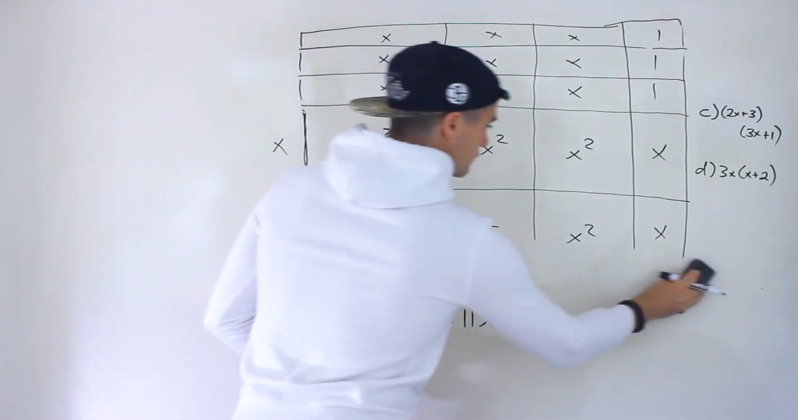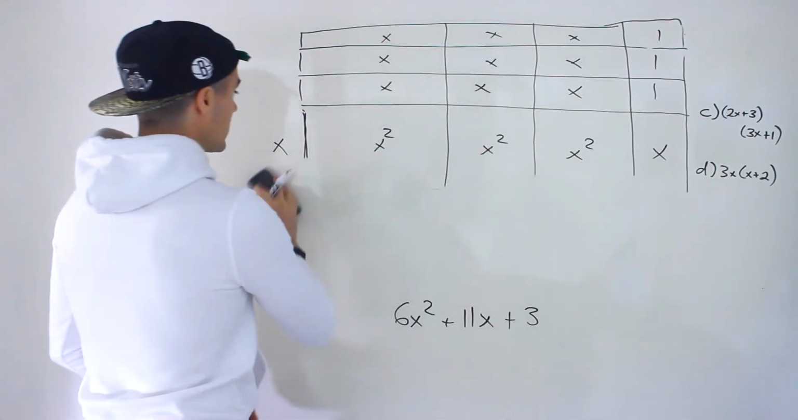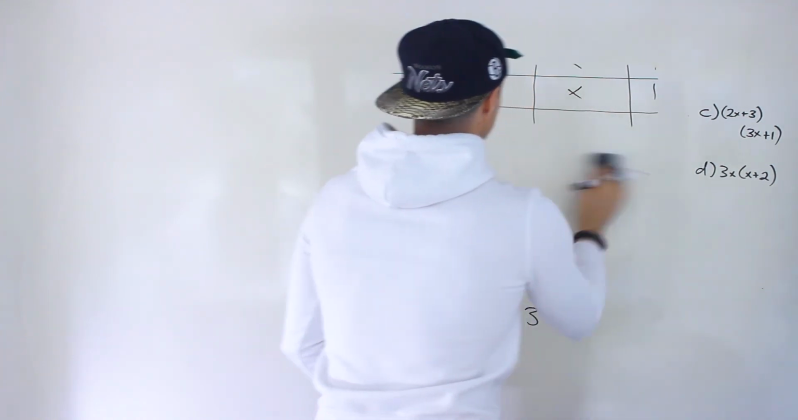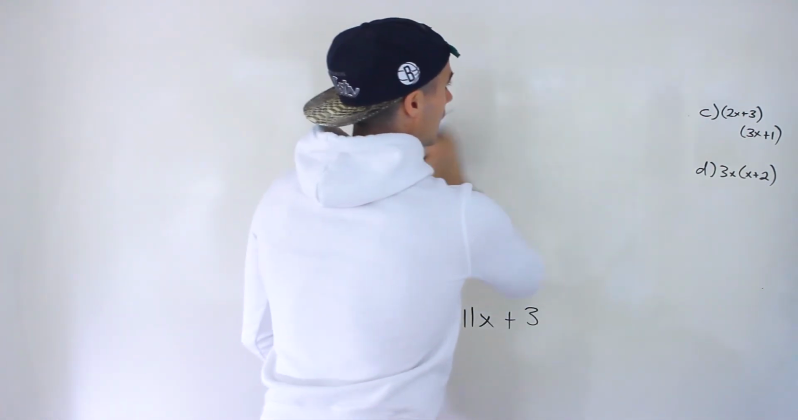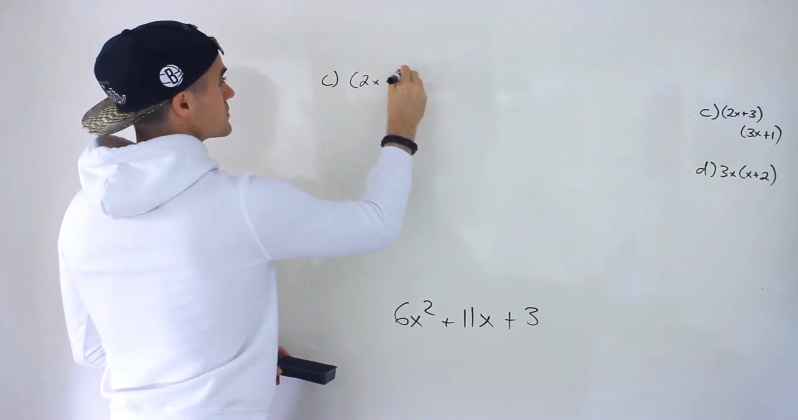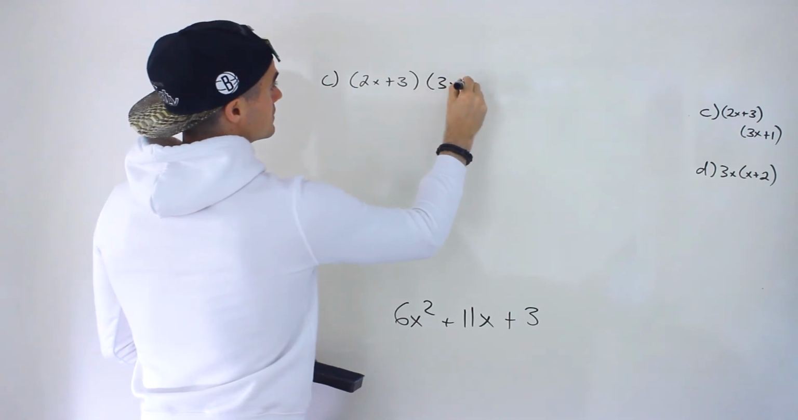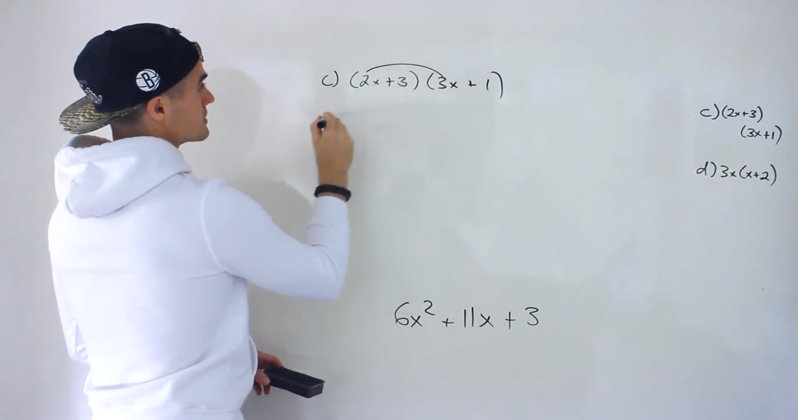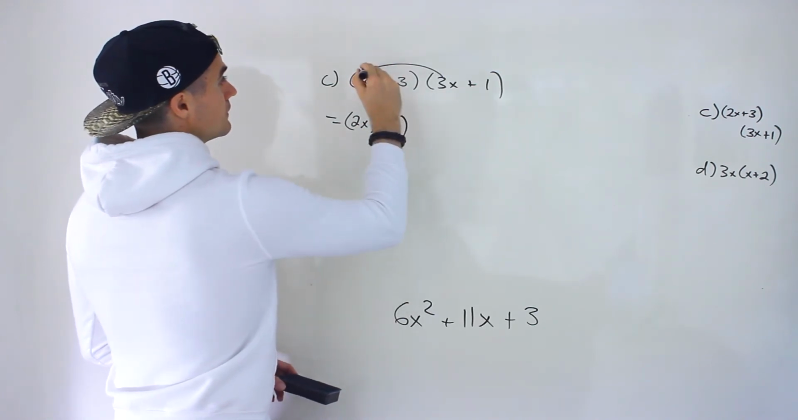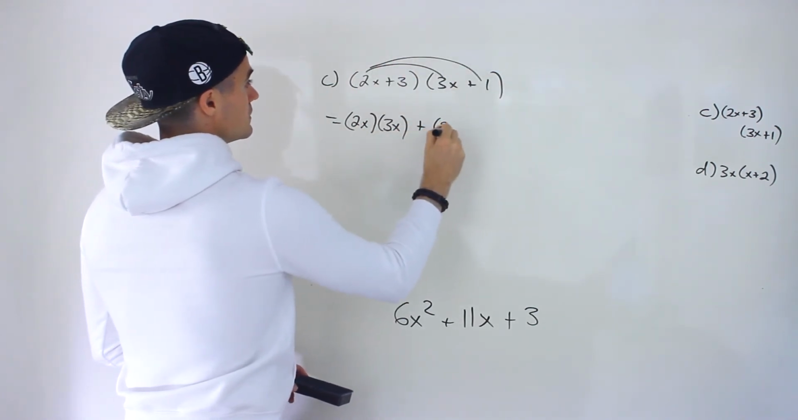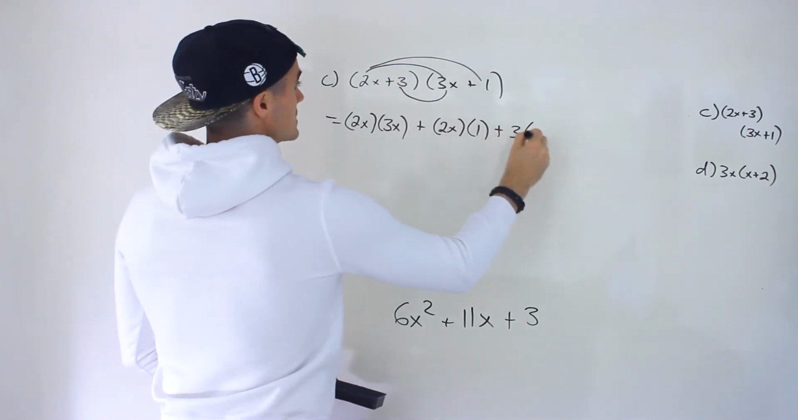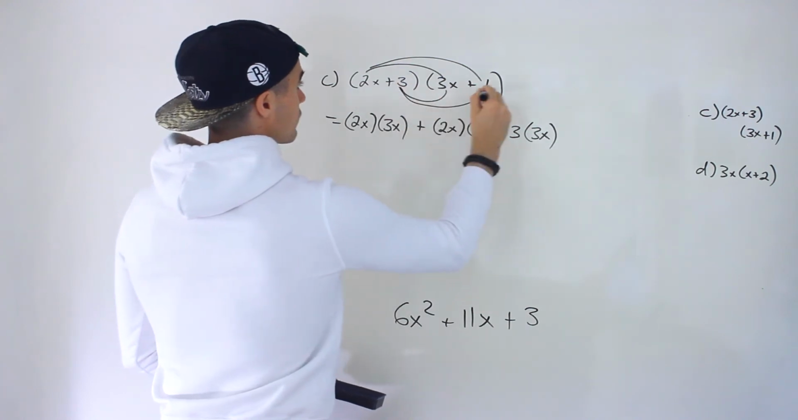So now let's see if we get the same thing algebraically. So let's rewrite this over here. We'll have 2x plus 3 times 3x plus 1. So now we'll have 2x times 3x, like that. Then we'll have 2x times 1. Then we'll have 3 times 3x. And then we'll have 3 times 1.